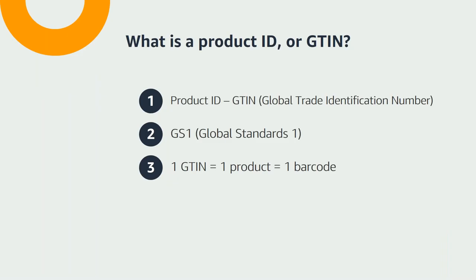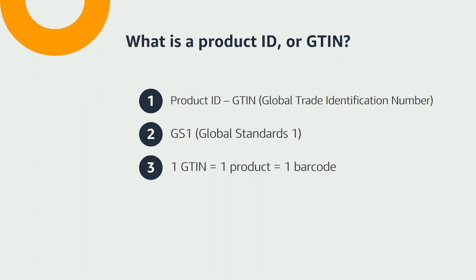Before we dive into the listing process and other types of product information you need while creating a product detail page, let's quickly review what a product ID is and where you can find or obtain one. Product IDs are part of a universal system called GTIN, or the Global Trade Identification Number System. This system is used by Amazon and many other manufacturers, retailers, and businesses. It's managed by an international organization called Global Standard 1, or GS1 for short.